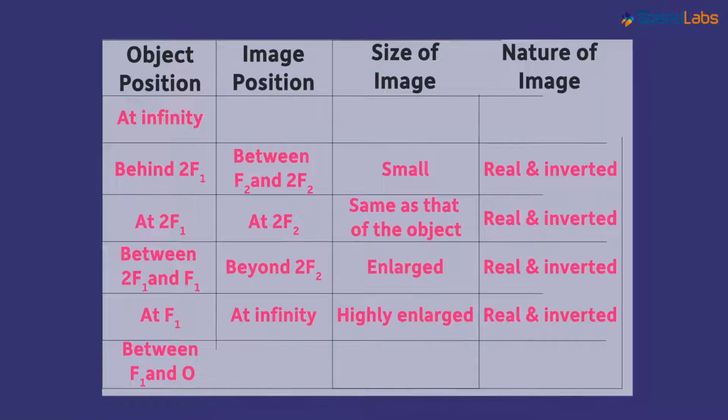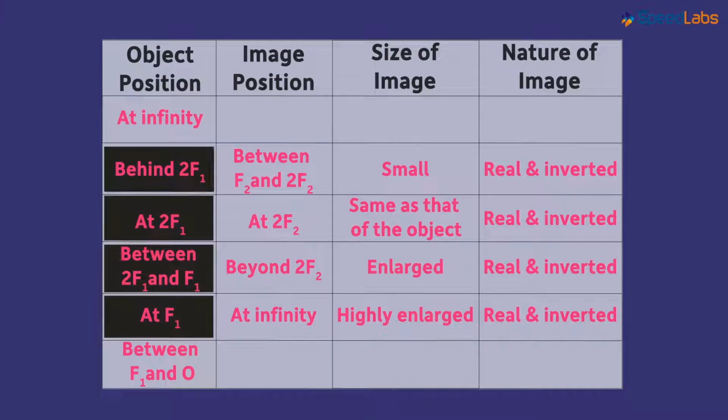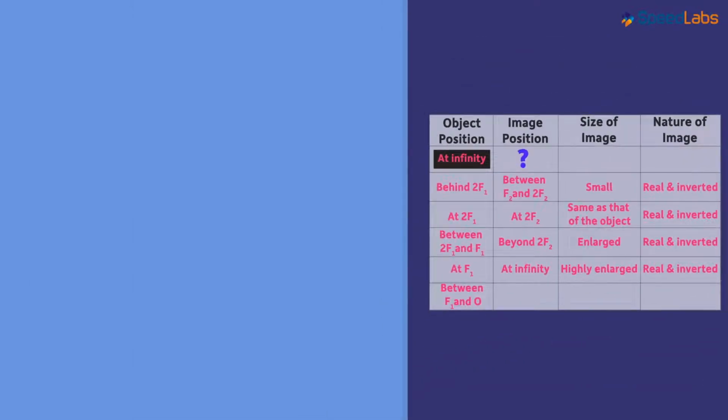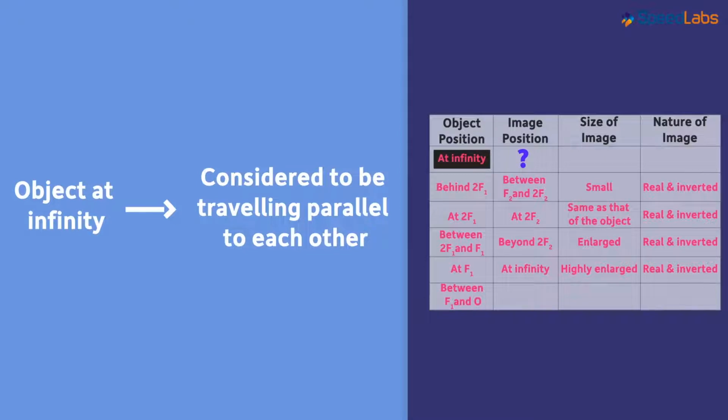We've understood the properties of images formed by a convex lens for these 4 cases. What if the object is at infinity? Where will its image be formed? All the rays from the object at infinity are considered to be traveling parallel to each other. There could be 2 cases here.